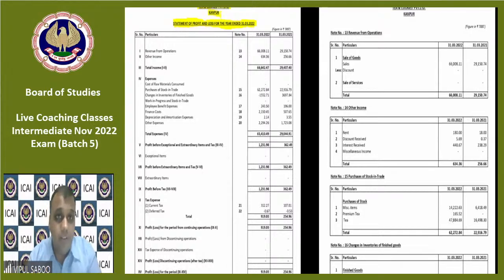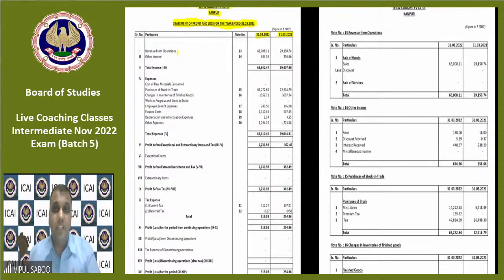This is what it is. Now, what is it? 31st March 22, 31st March 21. This is your whole profit and loss. Revenue from operations over here, other income over here.